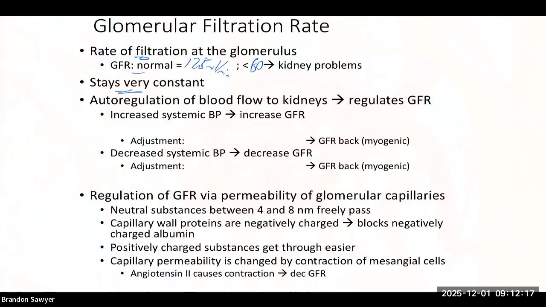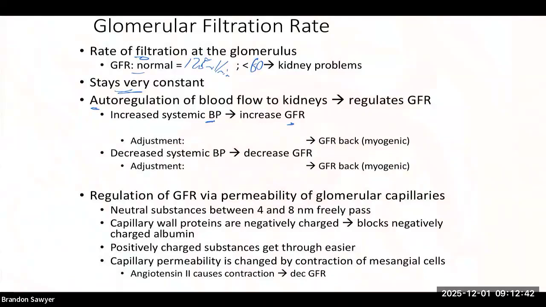So overall, this GFR stays super, super constant, and there are a couple of ways that it stays constant. So we have autoregulation of blood flow to our kidneys. If we all of a sudden have a big increase in systemic blood pressure, this would increase our GFR, right? If we're increasing the speed of blood flow around the body, then we're going to create more hydrostatic pressure and more filtrate. This is just what happens. So we'd increase GFR, okay?